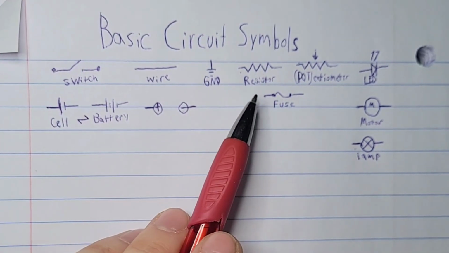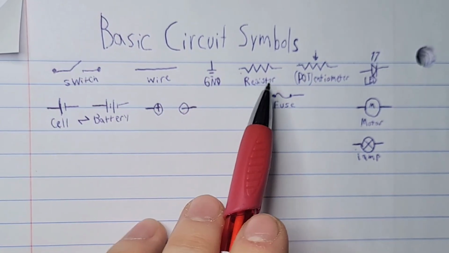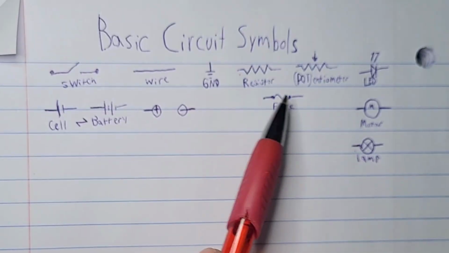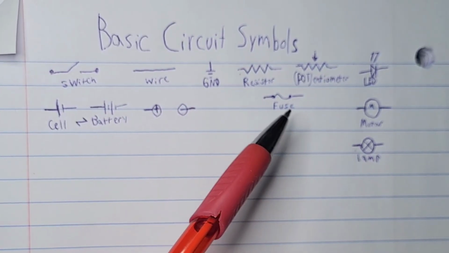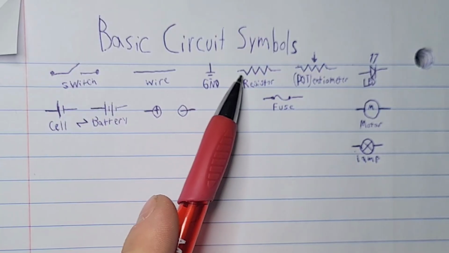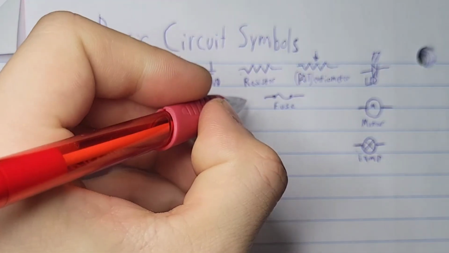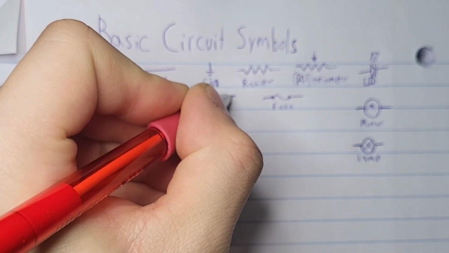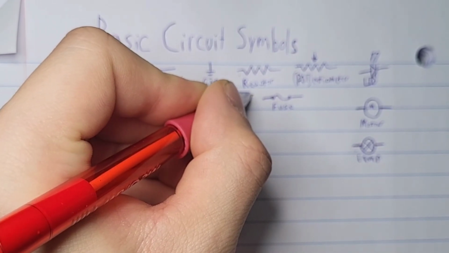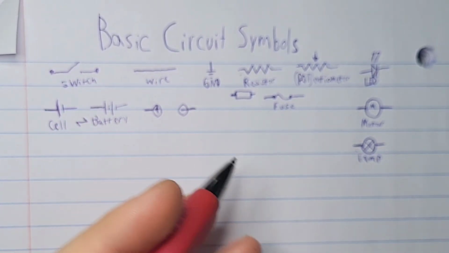Then you have a... I'm gonna go here. Sorry, I wrote this in the morning, so it's not very coherent. Then we have a resistor, which is just a line with jagged edges. It's also drawn like this, where it's a line and a box, but I don't like drawing it with a box because that could mean a lot of things.